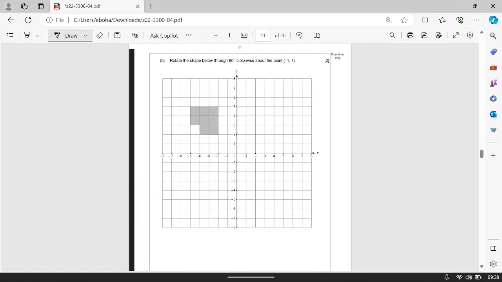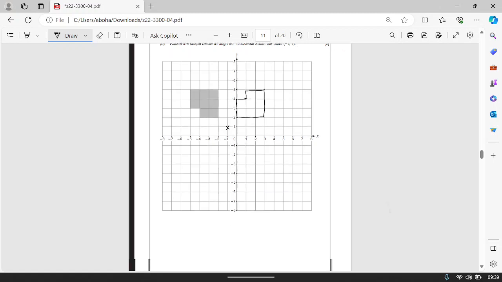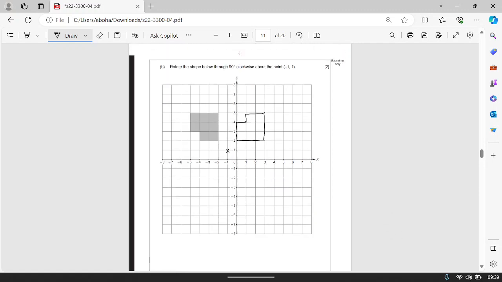Then on the next one, rotate the shape below through 90 degrees clockwise about the point -1, 1. So -1, 1 is there. So this one here is going to be there. Obviously, you would use tracing paper for this if you can't spot it straight away anyway. And there you go, on there like that, okay? So 90 degrees clockwise, yeah, so it's been rotated 90 degrees in that direction there.